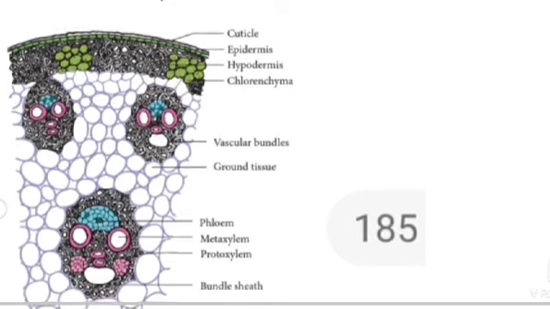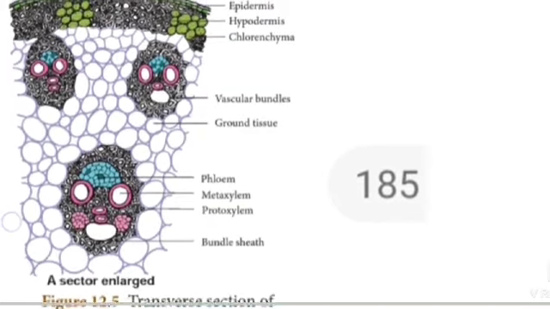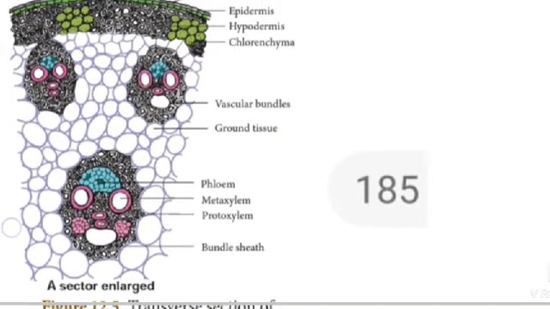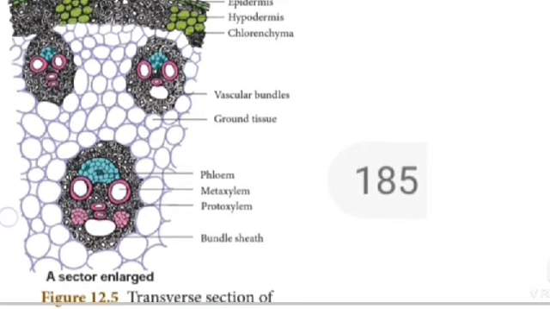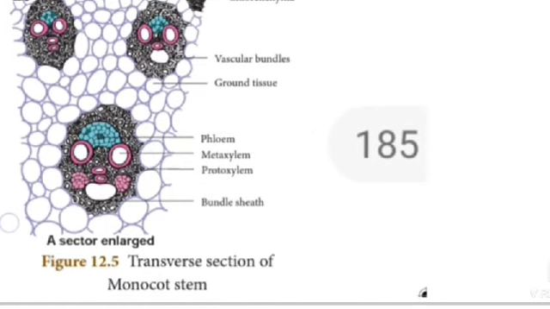The xylem is V or Y-shaped. The phloem is present in the upper region. The xylem is present in the lower region. The protoxylem lacuna is produced from the protoxylem. The bundle sheath cells are presented. The vascular bundle is embedded in ground tissues. The ground tissue is made of parenchyma cells.